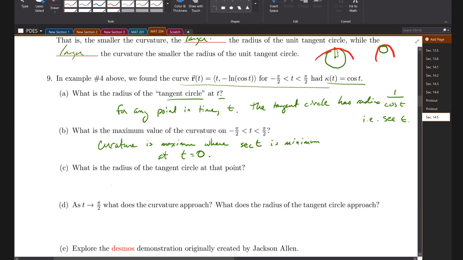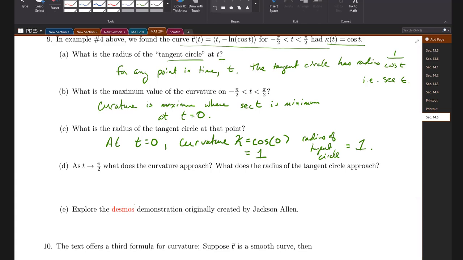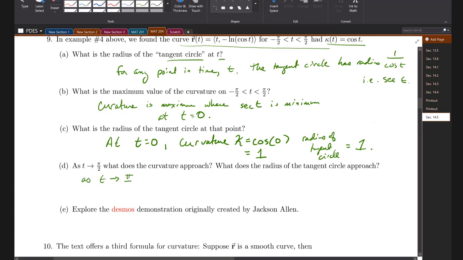Okay. At that point, the curvature is what? What's the curvature at t equals 0? 1. And so then what's the radius of the tangent circle? 1. That's when it's going to have the smallest radius, and that's going to be 1. Okay. So as t approaches pi over 2, what does the radius of the unit tangent circle approach? 0. Just careful. So let's go ahead and spell that out.